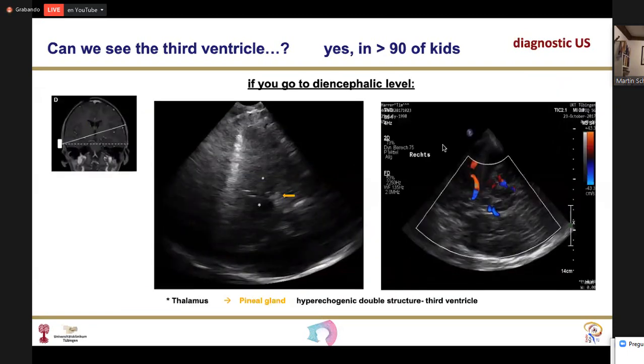If you tilt then the ultrasound a little bit higher upwards, in the middle scan we have the yellow arrow, this is the pineal gland. The two asterisks is the thalamus. In between these two little lines, these are the two walls of the third ventricle. And if you measure here across, you get a very precise measurement of the third ventricle. So in 90% of children, you will be able to assess the third ventricle by a transtemporal ultrasound. The exception is only children with epilepsy or overdrainage, which have very thick bones.